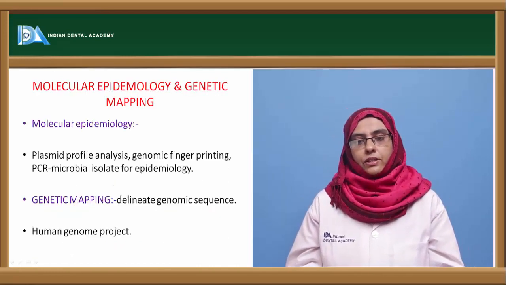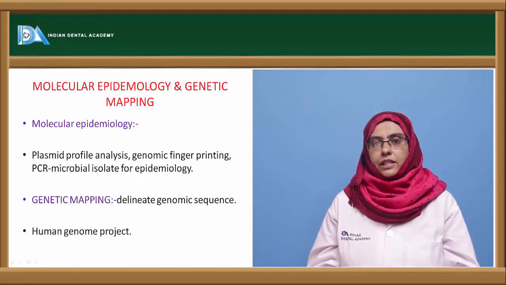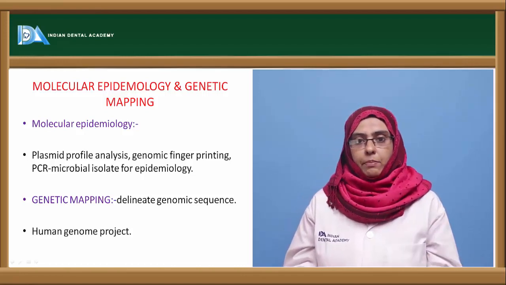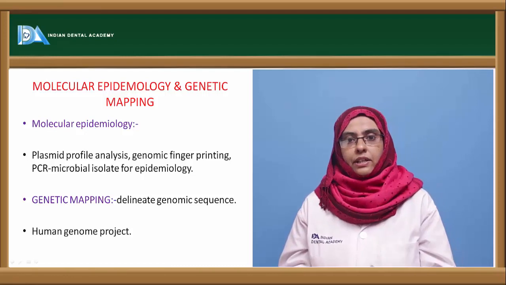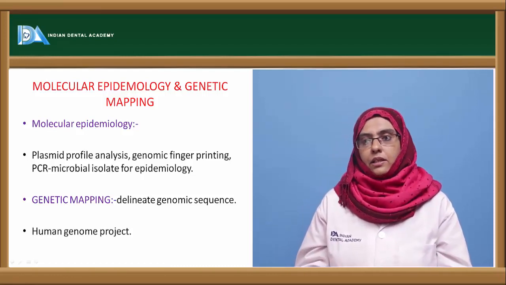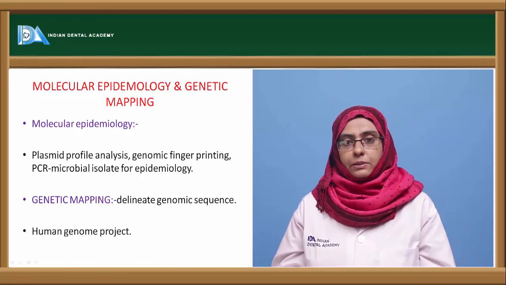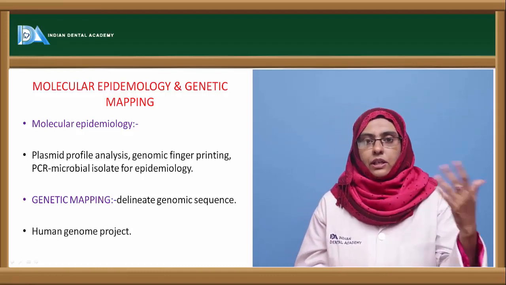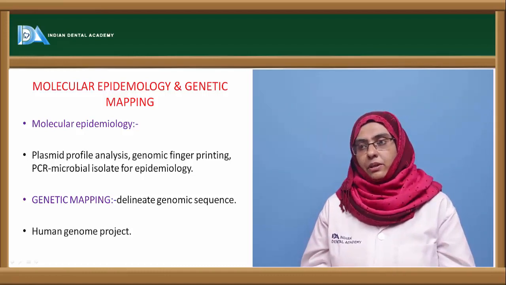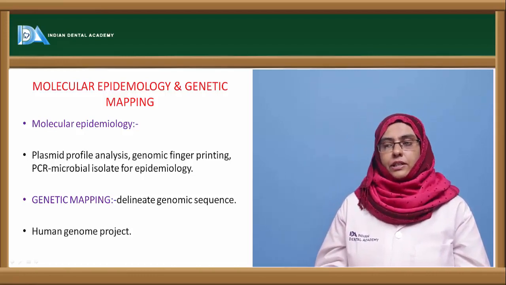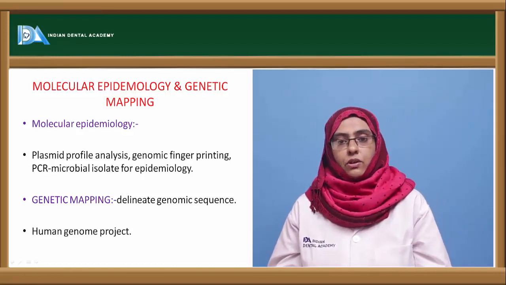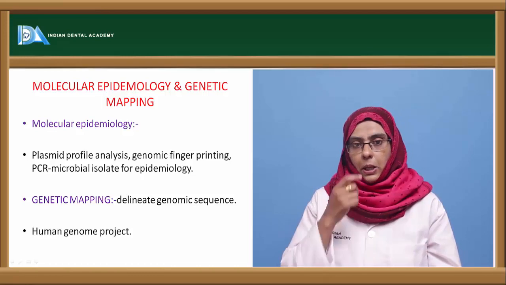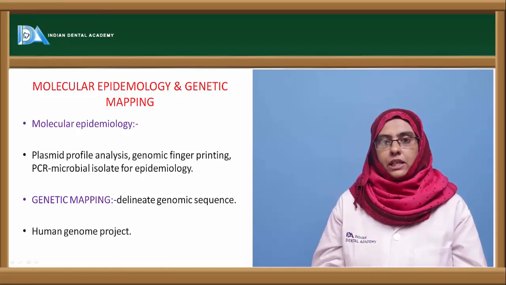Apart from that, applications of molecular biology are in molecular epidemiology and genetic mapping. In molecular epidemiology, you need to know which organism is causing an epidemic disease in a particular area. You can identify the organism by plasmid profile analysis, because plasmids are present in only a few organisms, and depending upon the presence or absence of plasmid, you can classify the organism. Then you can go for genomic fingerprinting and PCR of microbial isolates. Which organism is causing a particular epidemic can be easily known with the help of molecular epidemiology, and you can go for preventing these epidemic diseases.